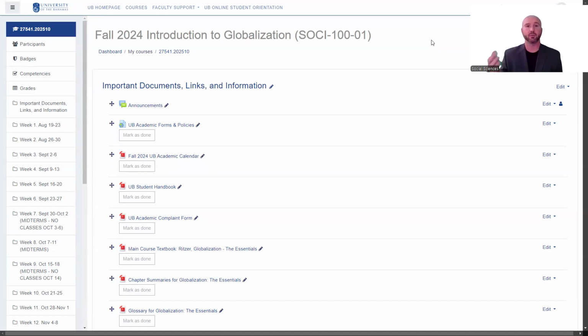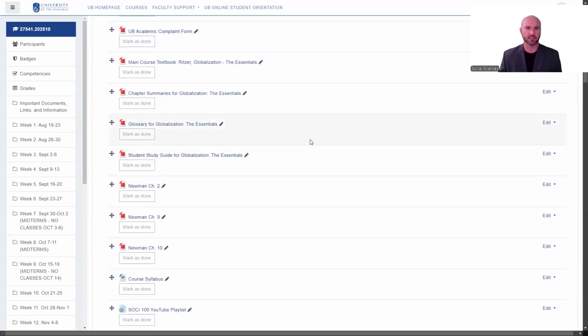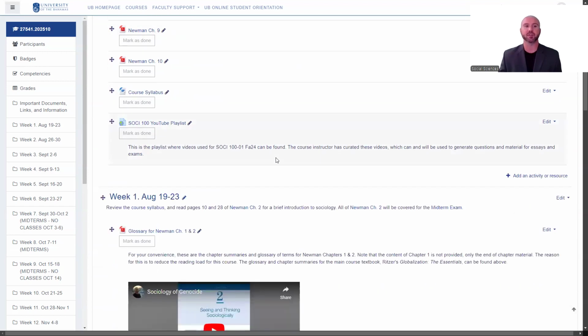As you can see on your screen, we are in our Moodle course page, and by this time you should be familiar with the layout. Here are the important documents, links, and some other information, including our main course textbook, Globalization: The Essentials by George Ritzer, and chapters 2, 9, and 10 from David Newman's textbook. Just as a quick reminder, this is also where you will find a link to our course playlist in YouTube that I've curated for the course so that you can have some supplementary information as well as material that you will be using for your writing assignments.